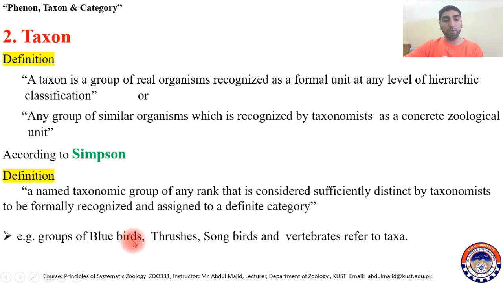So now, bluebirds are an actual group. Bluebird is a group of birds. Thrushes is a group of birds. And songbirds is again a group of birds. And vertebrates is also a group of animals, like all those animals which have a vertebral column. So all these, like bluebird is a taxon, thrushes is a taxon, songbirds is a taxon, vertebrate is a taxon.